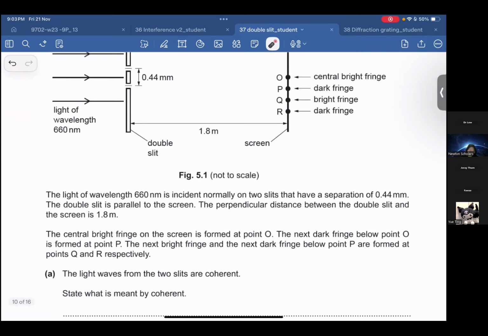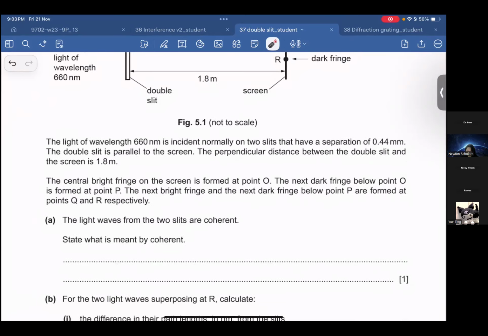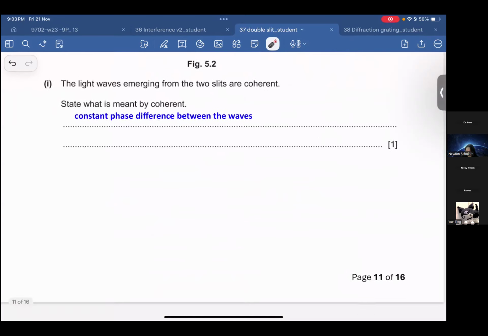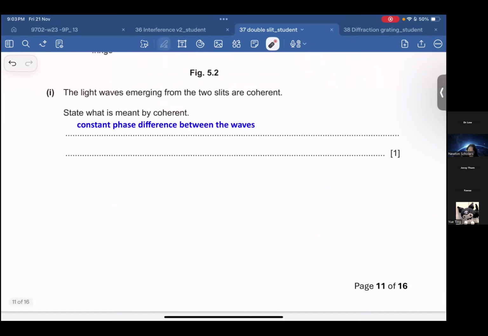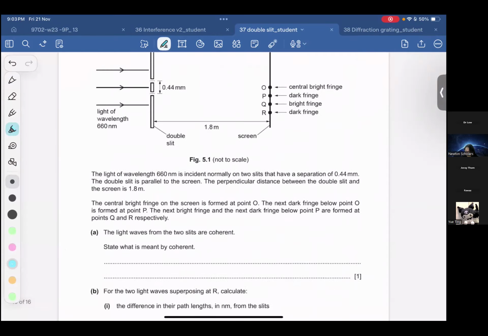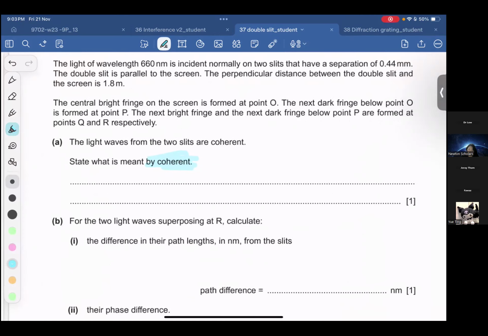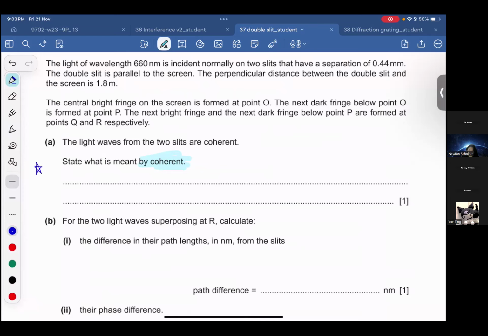Okay, here, let me have a look. Oh, coherence. Okay, dear, you see page number 11 is also asking you about coherent, constant phase difference. So this question, page number 10, is also asking what the meaning of coherent is. That means this definition you have to memorize. It's very important. You complete it by yourself.